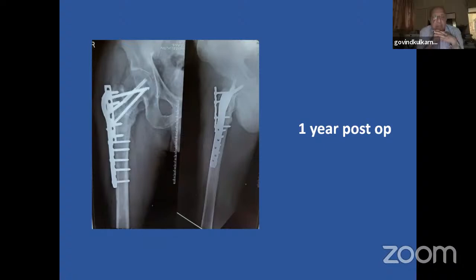In all cases, you have put dual plates? Yes, sir, all cases we have put dual. All non-union subtroch cases we have put dual plates. Very good. If there are any questions, I can answer. No, very well done.